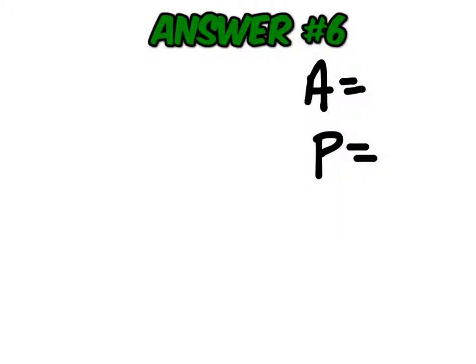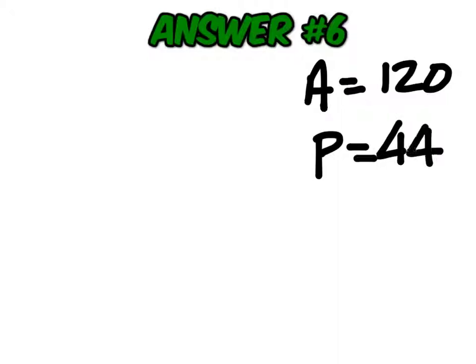Area and perimeter. What was the area? The area was 120. I already see what I did wrong. What's the perimeter? 44. Yeah, you already know your mistakes? All right, so the answer should have been what? 10.